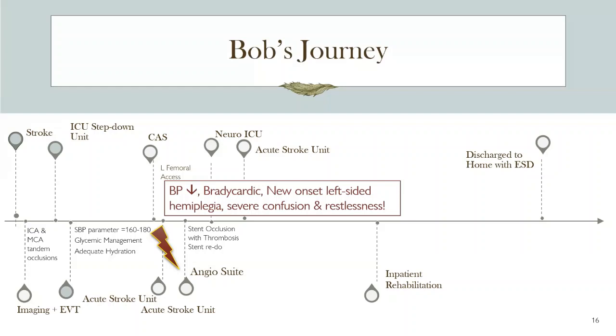Bob had a prolonged recovery on the acute stroke unit. He received inpatient stroke rehab for 2 months and then was discharged home with early supported discharge.